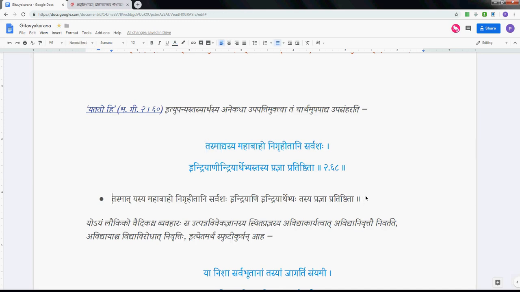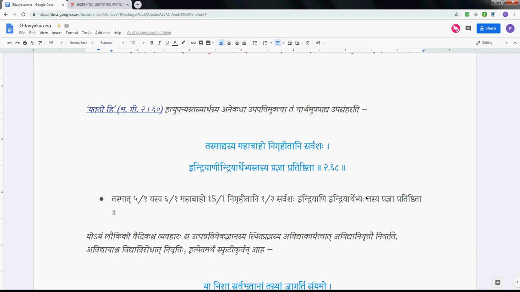he mahabaho, tasmat, nigrihitani sarvashah. Sarvashah is adverbial in sense. Indriyani sarvashah indriyarthebhyah. From all the indriyarthas, the indriyas are controlled, they are restrained. So nigrihitani, restrained in all ways, sarvashah, in all ways.